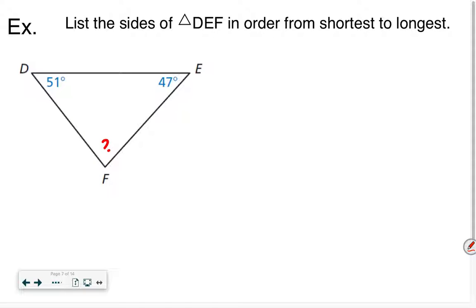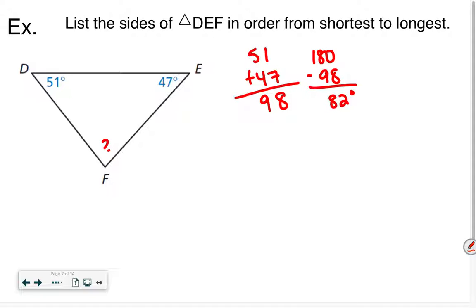Nick? Add angle D to angle E and subtract that from 180. Lovely. We can never forget the fact that all the interior angles of any triangle have to add up to 180. And now that I've done that, I should be able to go ahead and list my side lengths in order from shortest to longest, now that I know the third angle.